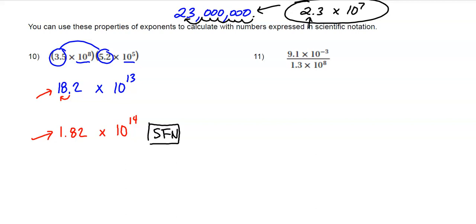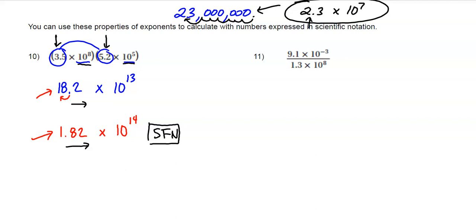And I can see that because, on this number up here, if I moved it 13 places, it's going to end up being the same number as if I move this one 14 places. It'll be the same number with the same amount of zeros. So moral of the story is, multiply the front numbers, add your exponents together, and then you may have to adjust if you don't have a number between 1 and 10.